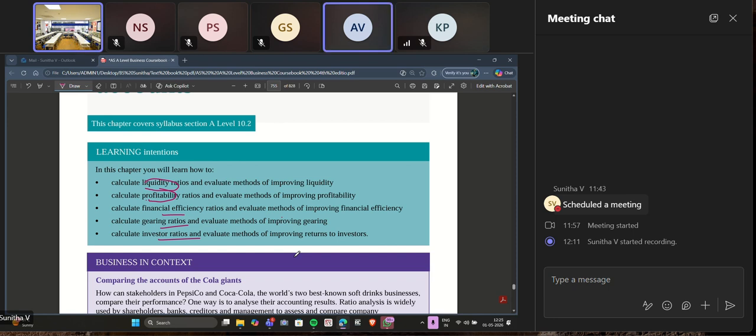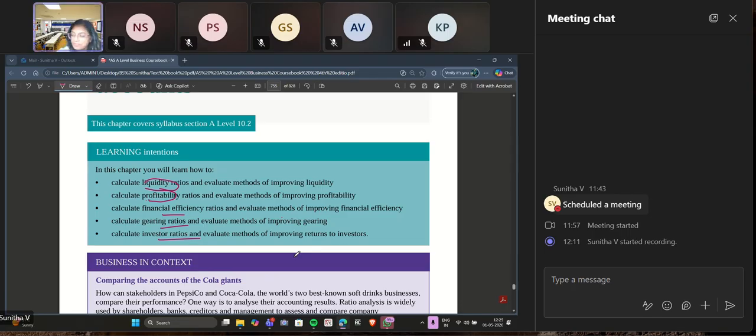Who can tell me? Ability to meet short-term debts. Yes, the ability to meet the short-term debts. Very good. So give me examples of short-term debts. Wages? Wages is an expense. Trade payables to suppliers. Correct. Very good. One more.